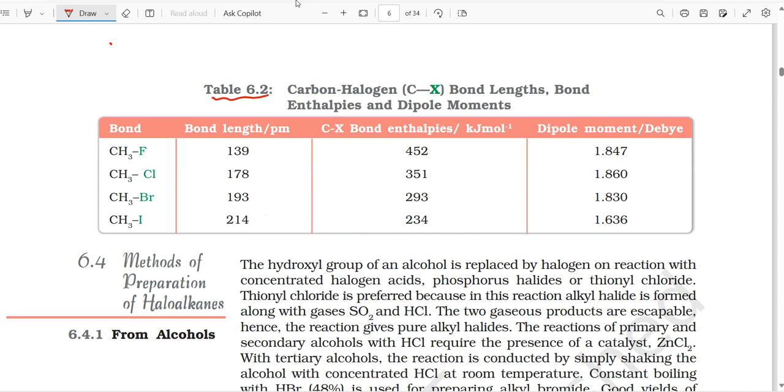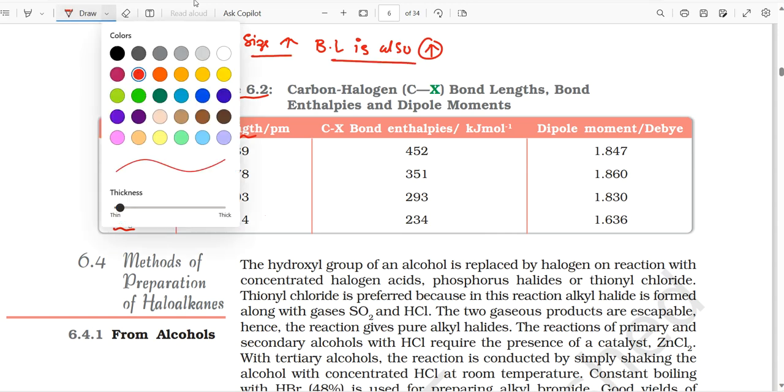Now let us try to understand the given one, bond length. Here are the examples: CH3F, CH3Cl, CH3Br, and CH3I. Methyl fluoride, methyl chloride, methyl bromide, methyl iodide. We discussed previously that the bond length means the distance between the carbon and fluorine. So we observe that as the size increases, the bond length also increases.